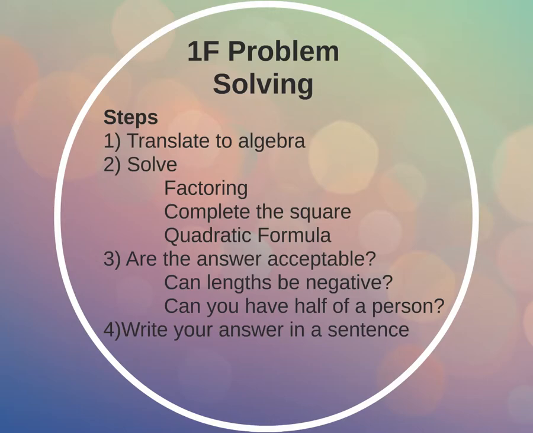After you get answers, you have to take a look to see, are your answers acceptable? If we have a question dealing with some kind of length, can you have a negative length? Nope. So you might not be able to use both answers that you find. Also, if a question says how many people, you can't have half a person, so you can't use a decimal answer. Your answer must be an integer. And then it's always nice to complete your answer by putting it in a sentence.